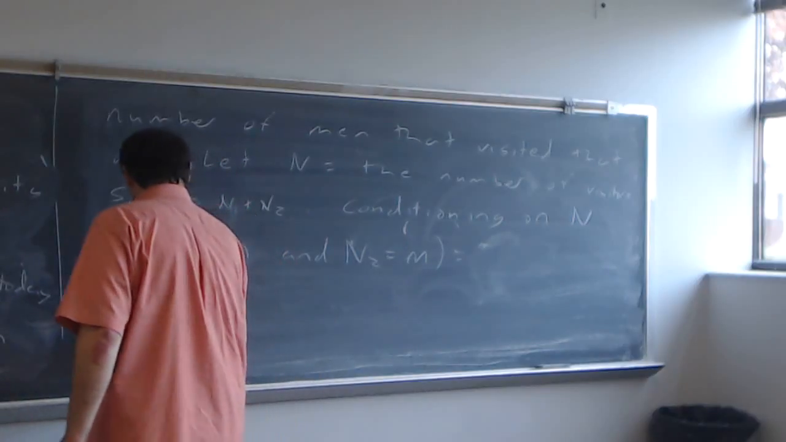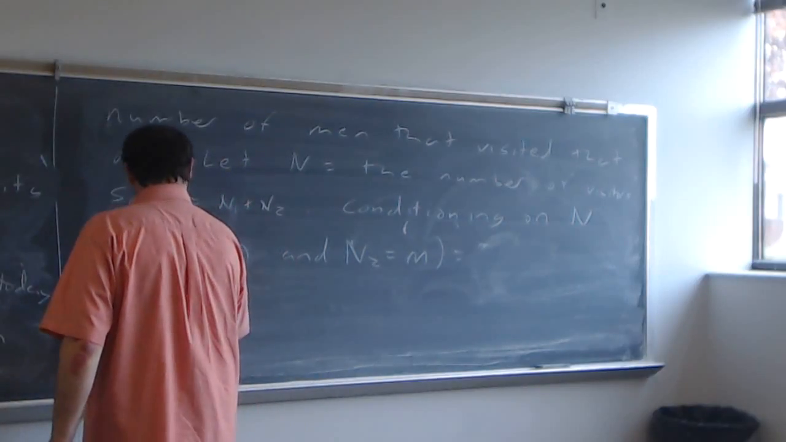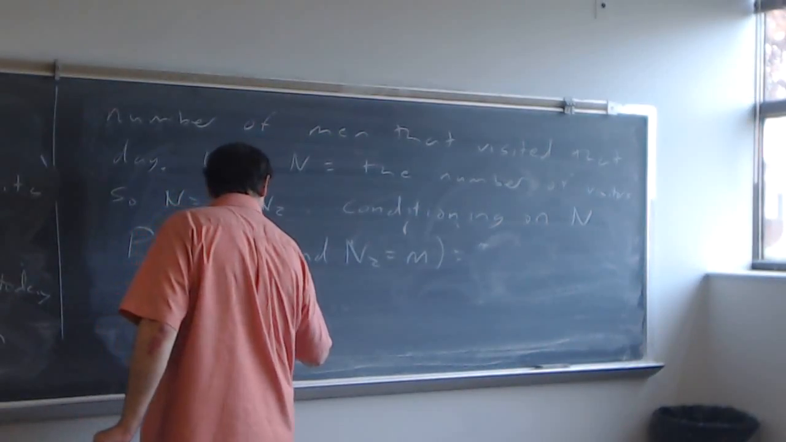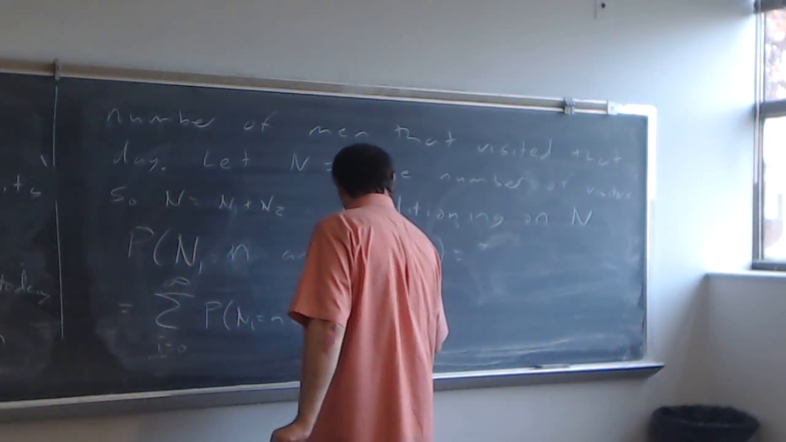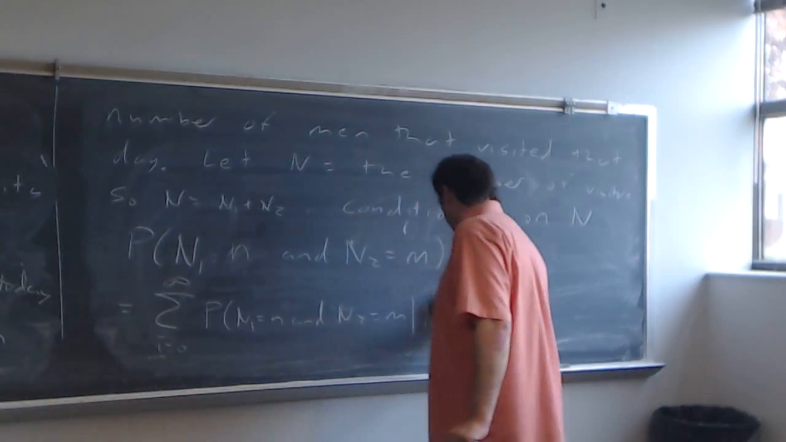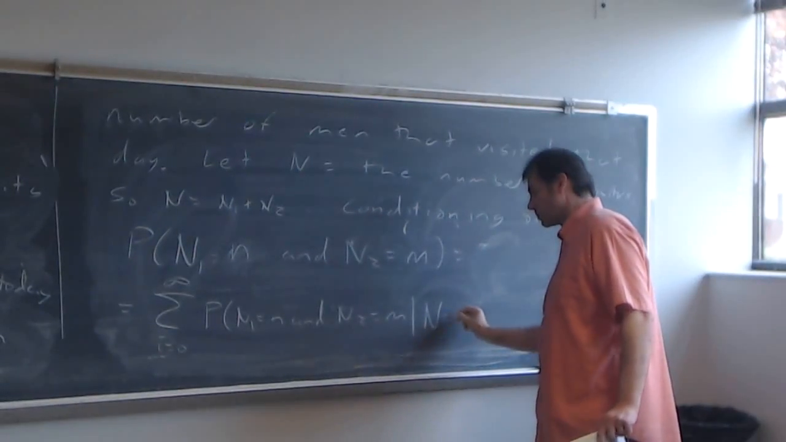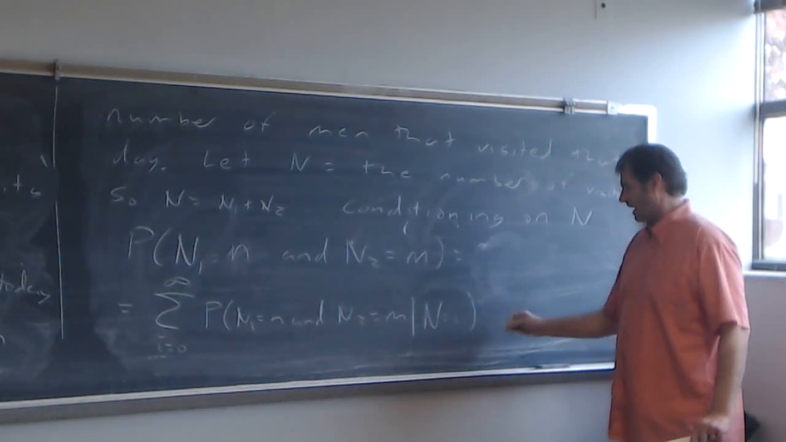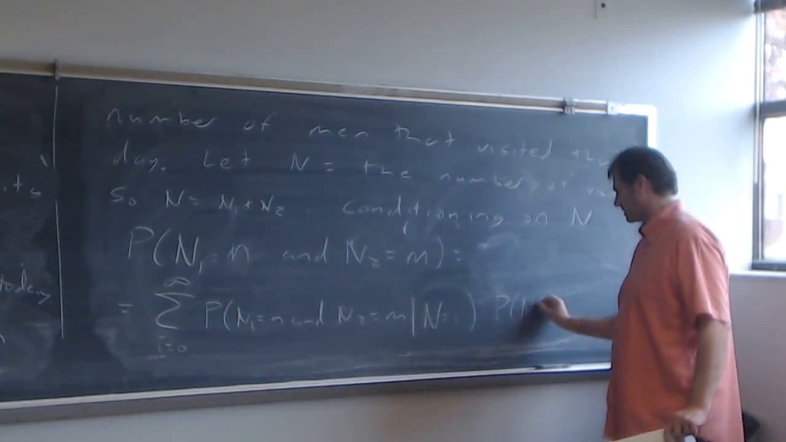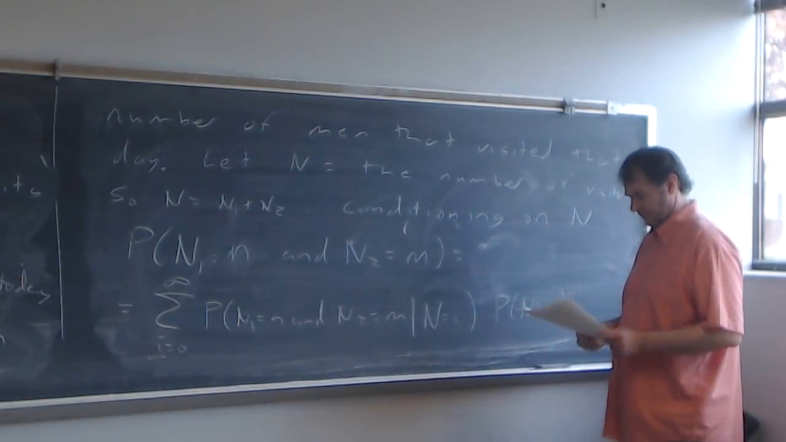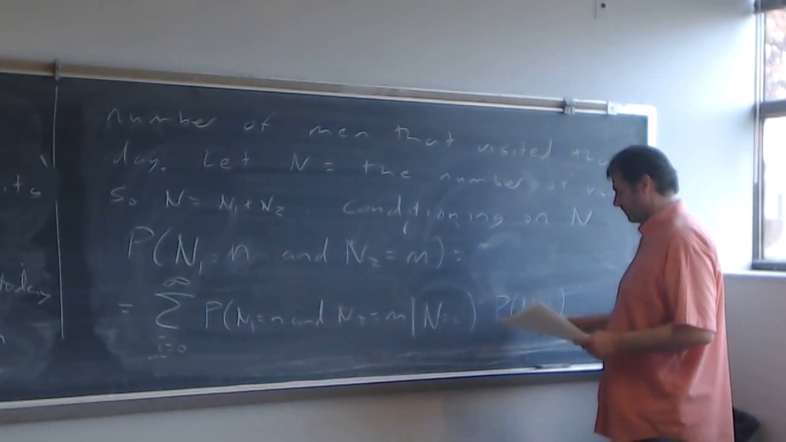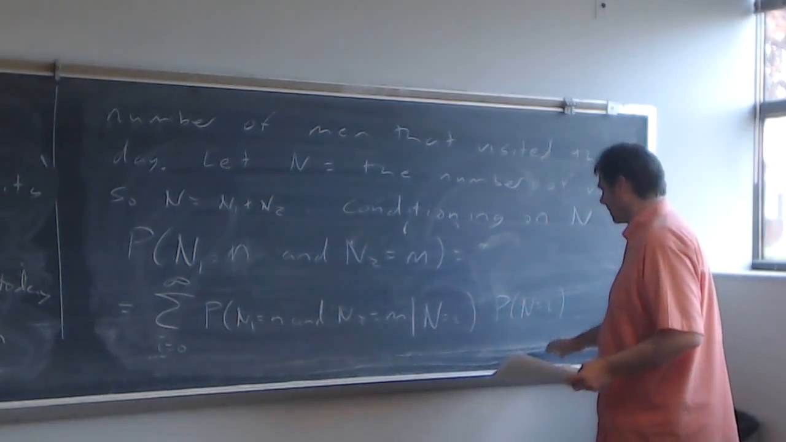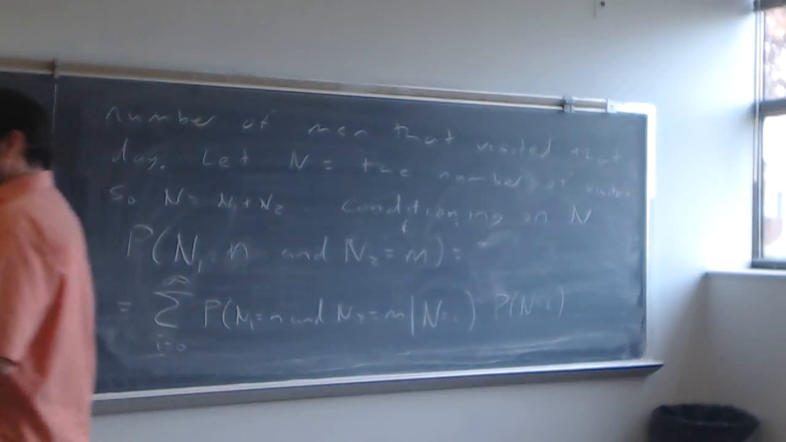This is equal to a sum, as i runs from 0 to infinity, of the probability that N1 is equal to n and N2 is equal to m, given N equals i, times, well, it would be f sub N of i, so I'm just going to write that down as the probability that N is equal to i. It's a discrete random variable. So that's what we're looking at, and let's make a comment about this.